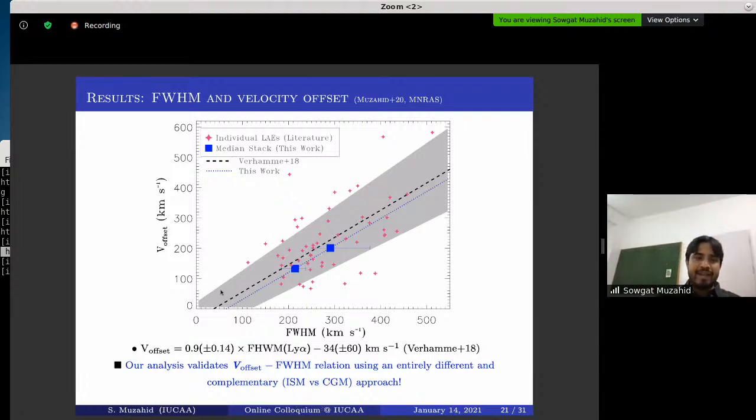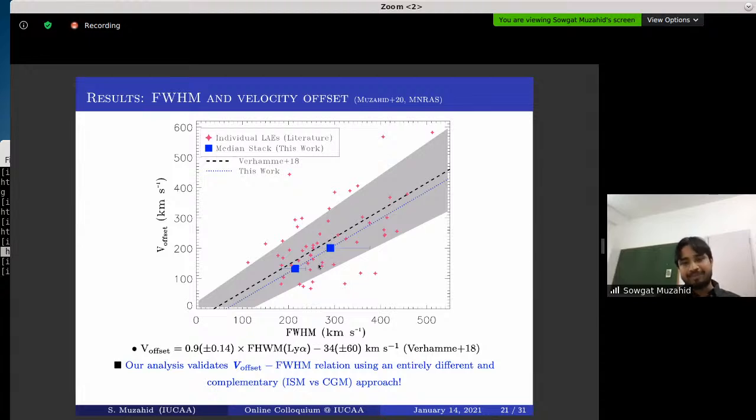Moving on. So here, it's again taken from the same paper. On the x-axis is the full width half max of Lyman alpha emission lines, and on the y-axis is the velocity offset measured from systemic velocities for the individual Lyman alpha emitters, for which we know the systemic redshift from optical nebular lines. And these points are taken from Verhamme et al., 2018. They suggested that there is a correlation between velocity offset and full width half max. And the shaded region is showing the scatter in their relation. And the blue points here are our circumgalactic medium measurements in the same plot.